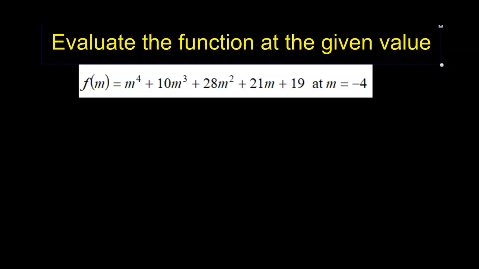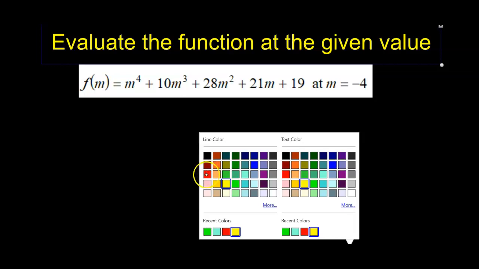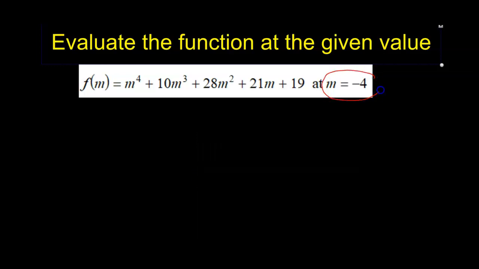You're going to set up a synthetic division. If this says m equals -4, you do not have to solve this like you did yesterday. If this is a binomial, like m plus 4 or m minus 4, then yes, you would set it equal to 0 and solve it.